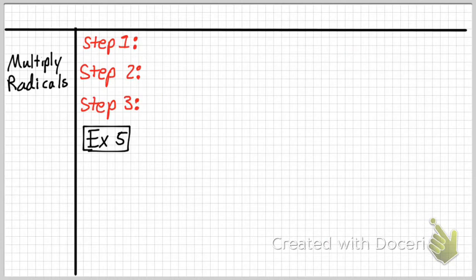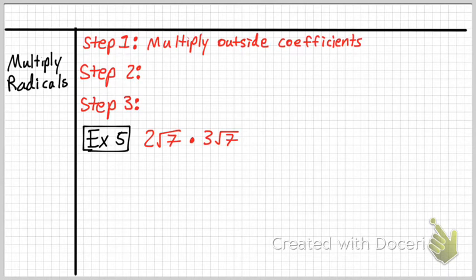Alright, so the next thing that we're going to talk about is multiplying radicals. So again, we're working with them a lot in the future, so we need to make sure that we have these skills very good. So let's just go through a problem and see what the steps are. So our first step is going to be multiplying the outside coefficients, if there are any. So in example 5, we actually have some outside coefficients. So we have the outside coefficients here, 2 and 3. So we'll multiply those together first. So this becomes 6 times the square root of 7 times the square root of 7.